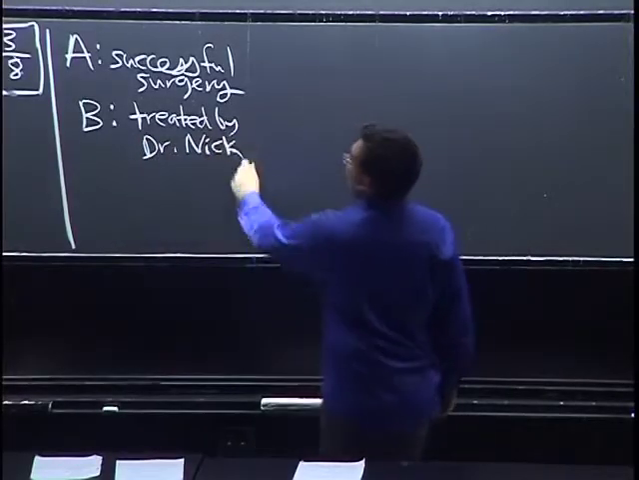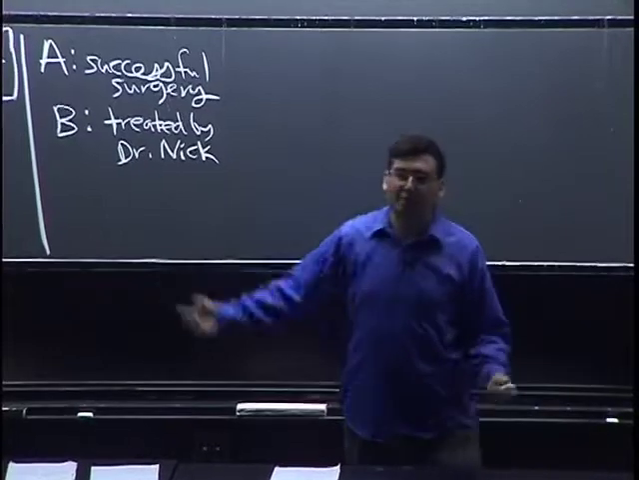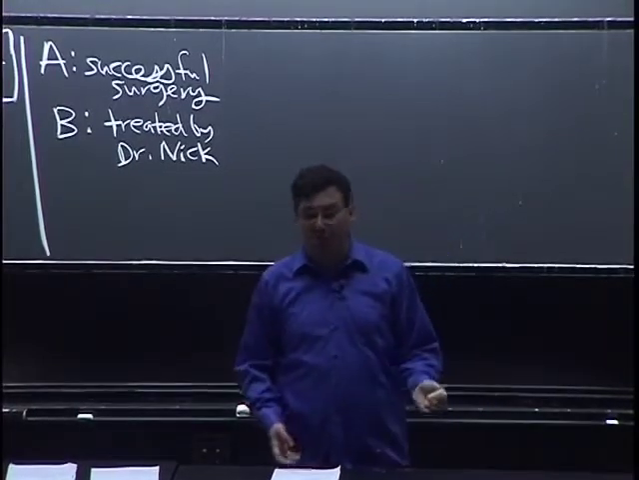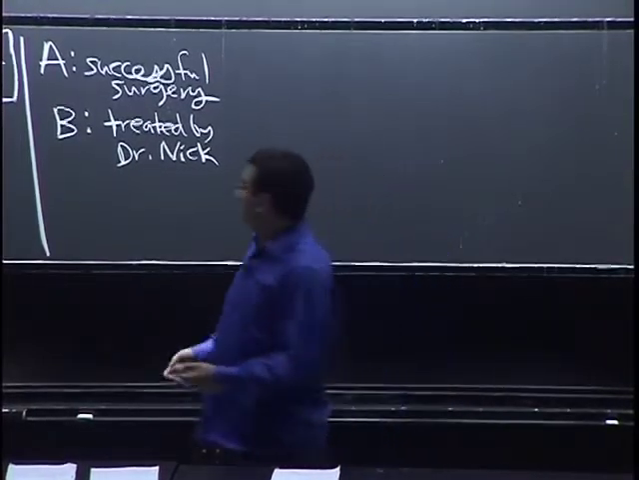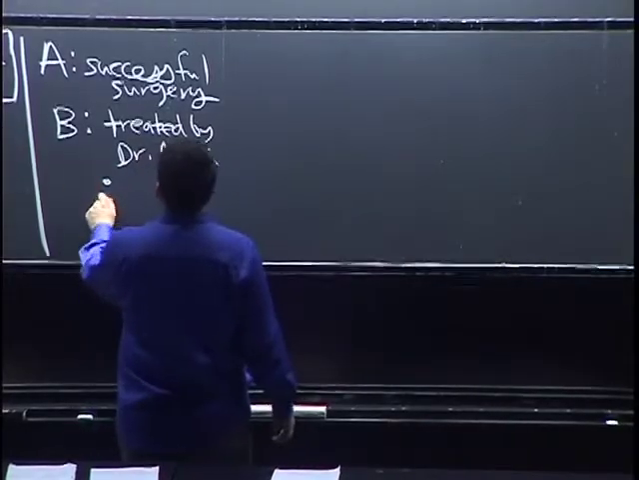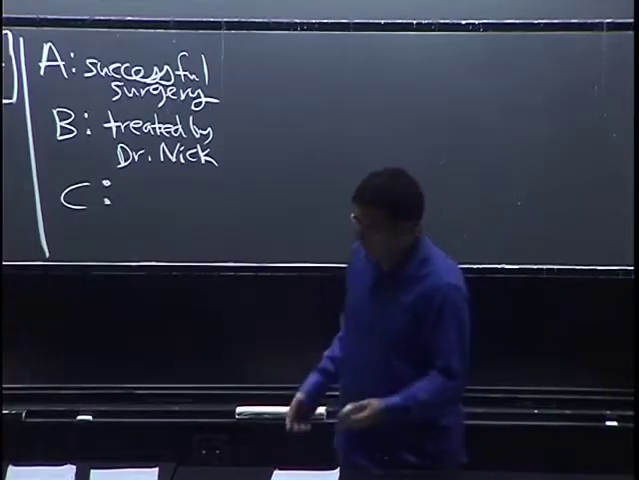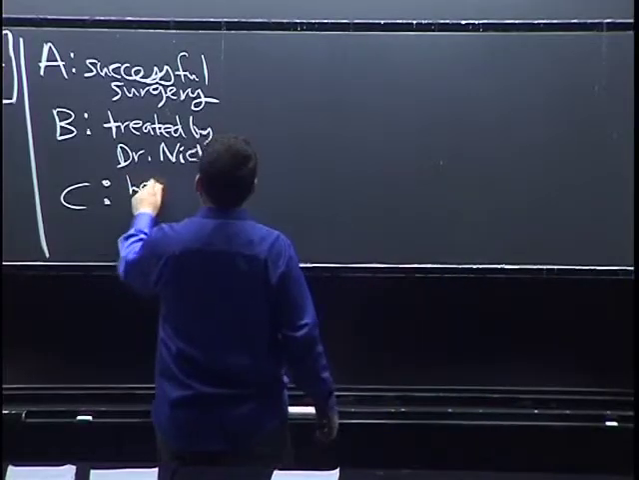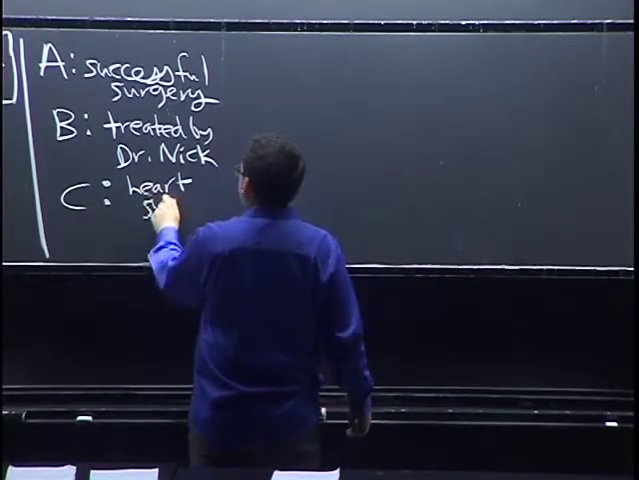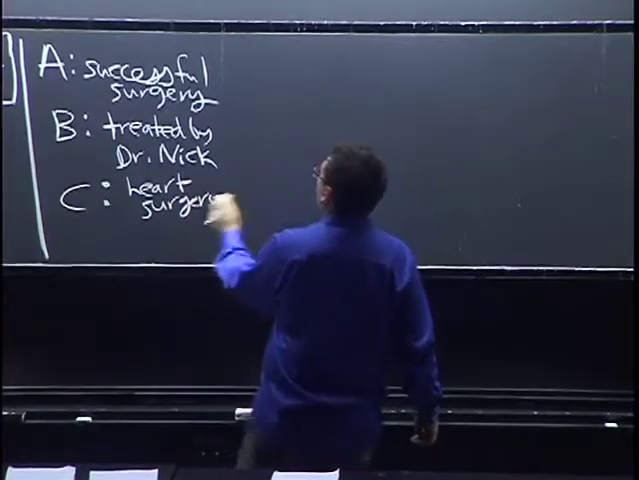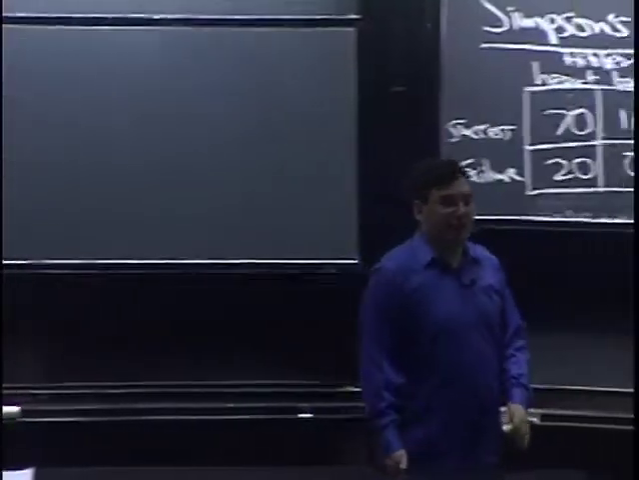And then there's one more event. B complement would correspond to Dr. Hibbert, so we don't need separate notation for that. And then we need one more event, which is what type of surgery. So let's call that C. C is the event that we have heart surgery. So C complement is Band-Aid removal. Okay? So those are the events that we need.